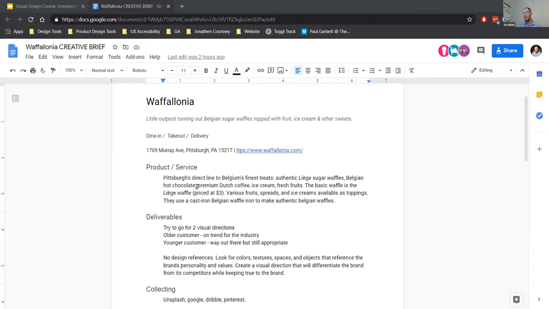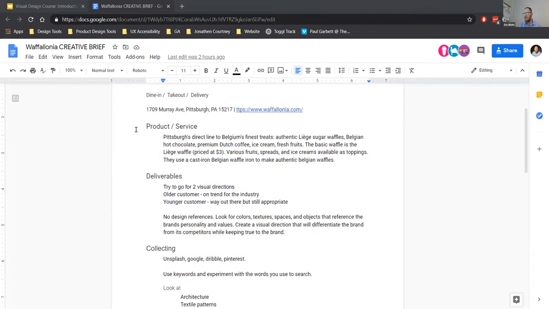So we have Waffalonia. It's a product and service. So we talk about the product, right? It's a direct line to Belgium's finest treats, sugar waffles, hot chocolate. The basic waffle is priced at $3. There are different toppings, etc.